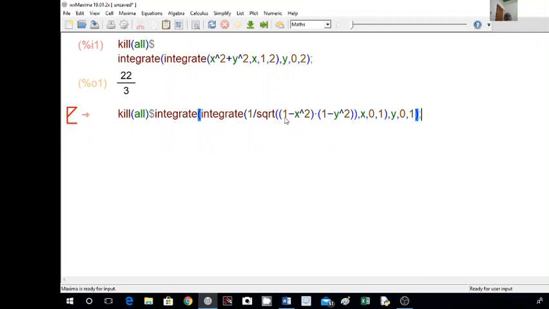And SQRT is there. One more bracket I have opened here and it closes here. So SQRT of 1 minus x square into 1 minus y square. This bracket is for 1 minus x square, this bracket is for 1 minus y square, and this bracket is for square root. Okay, and we have to integrate this first with respect to x between 0 and 1. I am closing this bracket here, that's the first integral, comma, then we integrate with respect to y between 0 and 1.